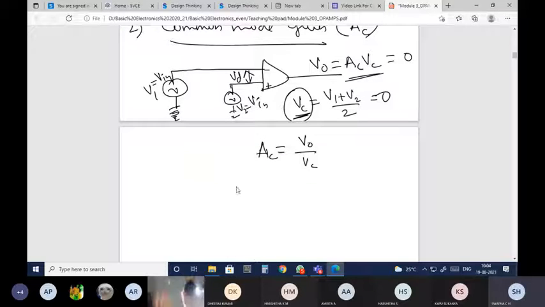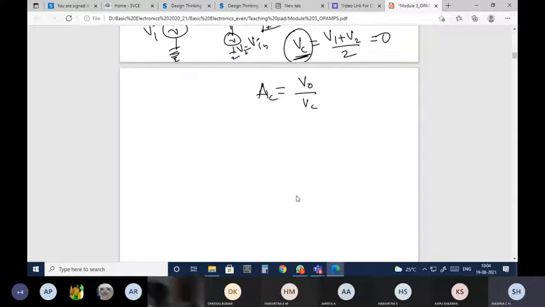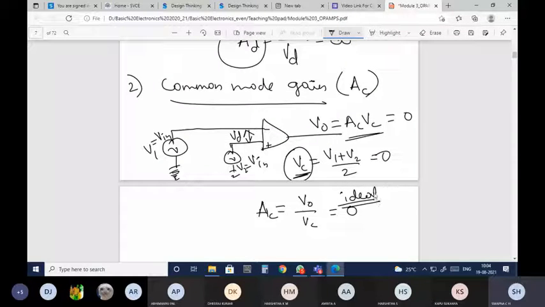AC value should be equal to 0. Common mode gain value should be equal to 0. The reason behind that is you should not have any input voltage, so that your output will be equal to 0. So ideally this value should be equal to 0. AC should be equal to 0. This is the ideal value. Anyway, I'll list out all the ideal parameters, but here when I'm taking the parameters, then and there I'm explaining what will be the ideal value of that particular parameter.